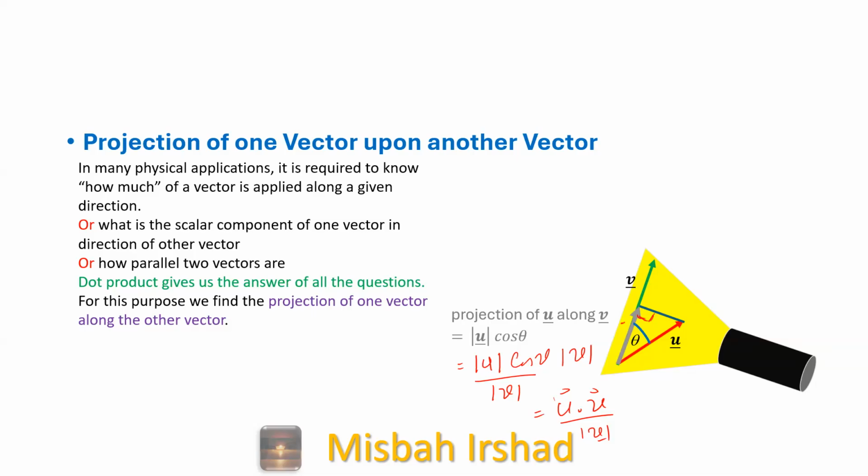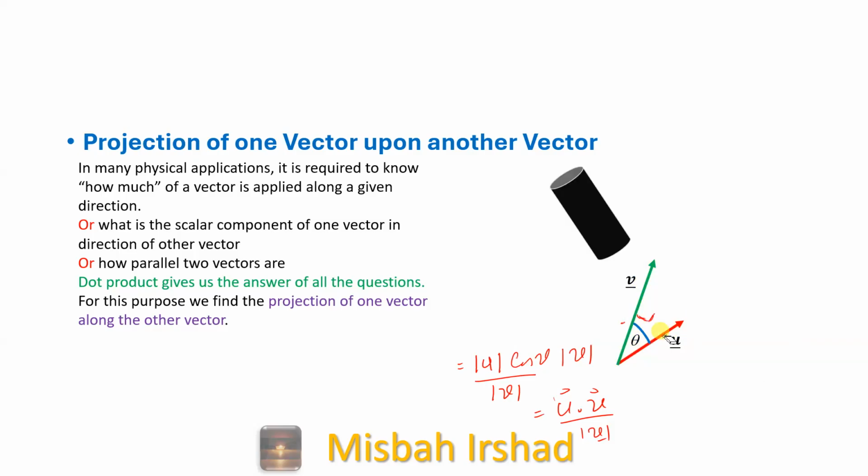Similarly, we can find the projection of v along u, and for this we have to throw light perpendicular to vector u, and the shadow of vector v on the line determined by vector u is the projection. So this can be represented with this formula, v magnitude times cosine theta, and we can also write it in terms of dot product: u dot v divided by u magnitude.